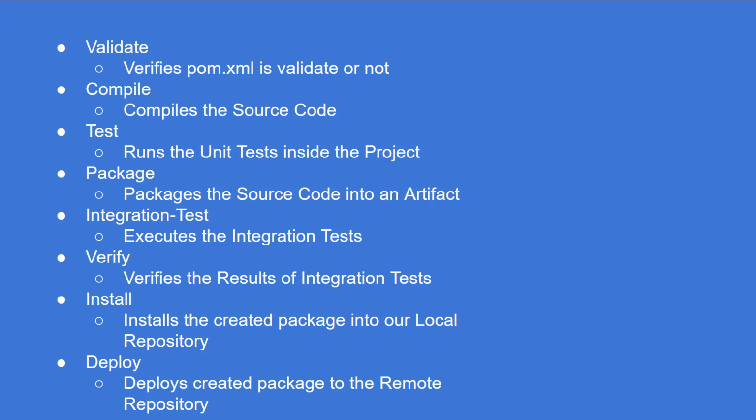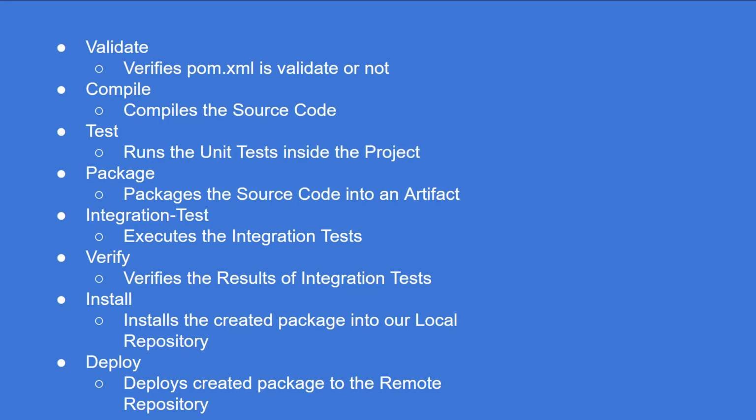Next comes the compile phase. As the name suggests, Maven will compile our source code and create the class files, and it stores them under the target folder. The next phase is test, where Maven runs our unit tests inside the project. After this, we have the package phase, where Maven packages the source code into an artifact of our choice. This can be a jar file, a war file, an EAR, or maybe also a zip file.